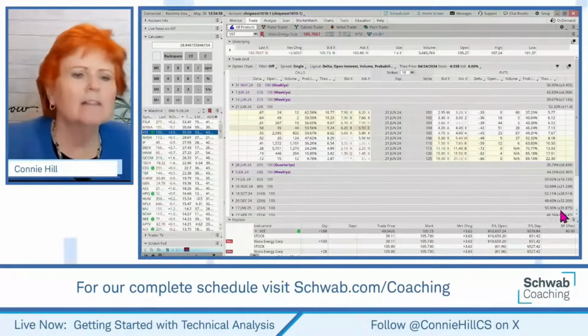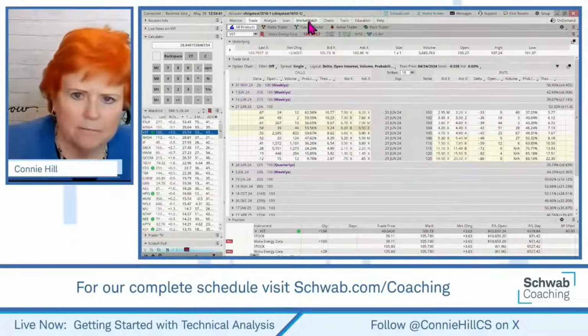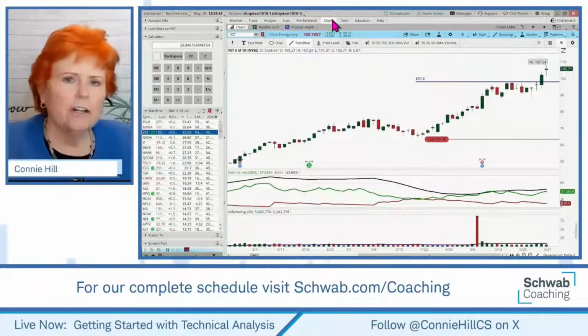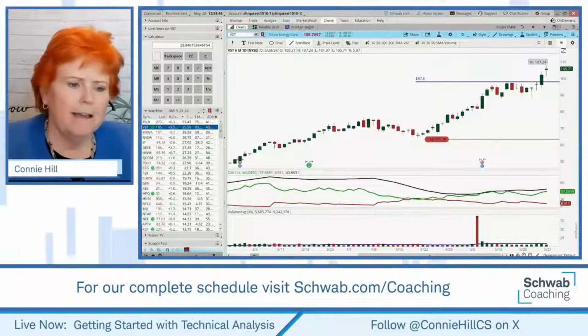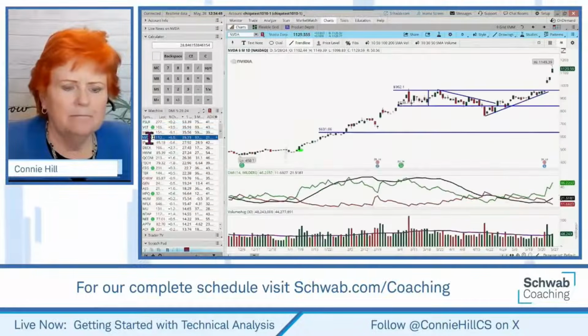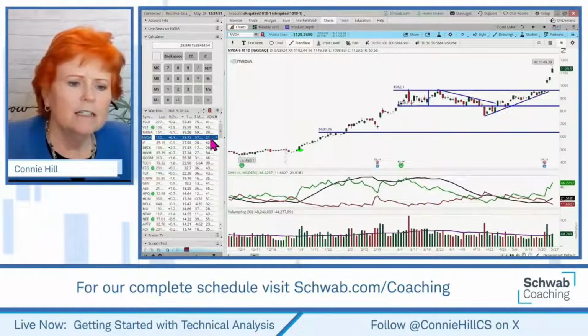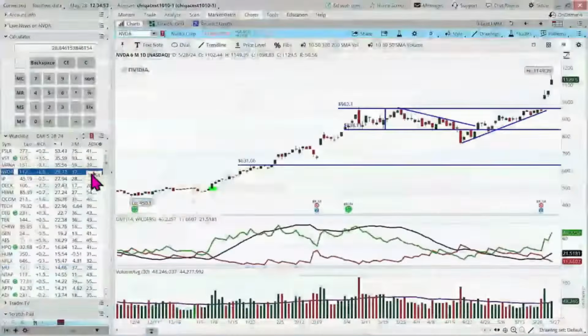All right, let's go back. Let's do a little bit more analysis here. Now, I think this next chart you're going to find quite interesting. Coming back in our scan is Nvidia. What is Nvidia's ADX value? 21.